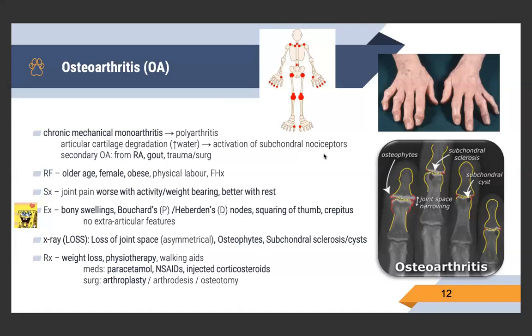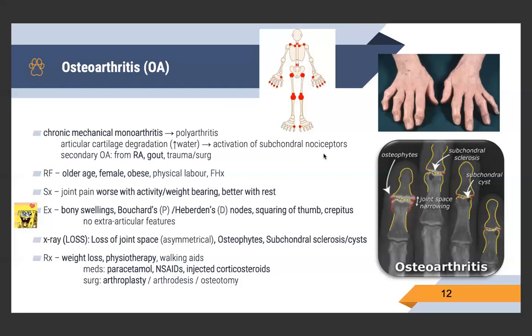Now, on an x-ray, we have this mnemonic called LOSS, because we have a loss of joint space, and it's usually asymmetrical because it's not a systemic thing, yeah? We can get osteophytes, which can occur at any point throughout the disease. It's not necessarily showing severity, it can happen very early on as well. And then you have subchondral sclerosis and subchondral cysts, which apparently some people can see properly on an x-ray, but I cannot. But that's all right.